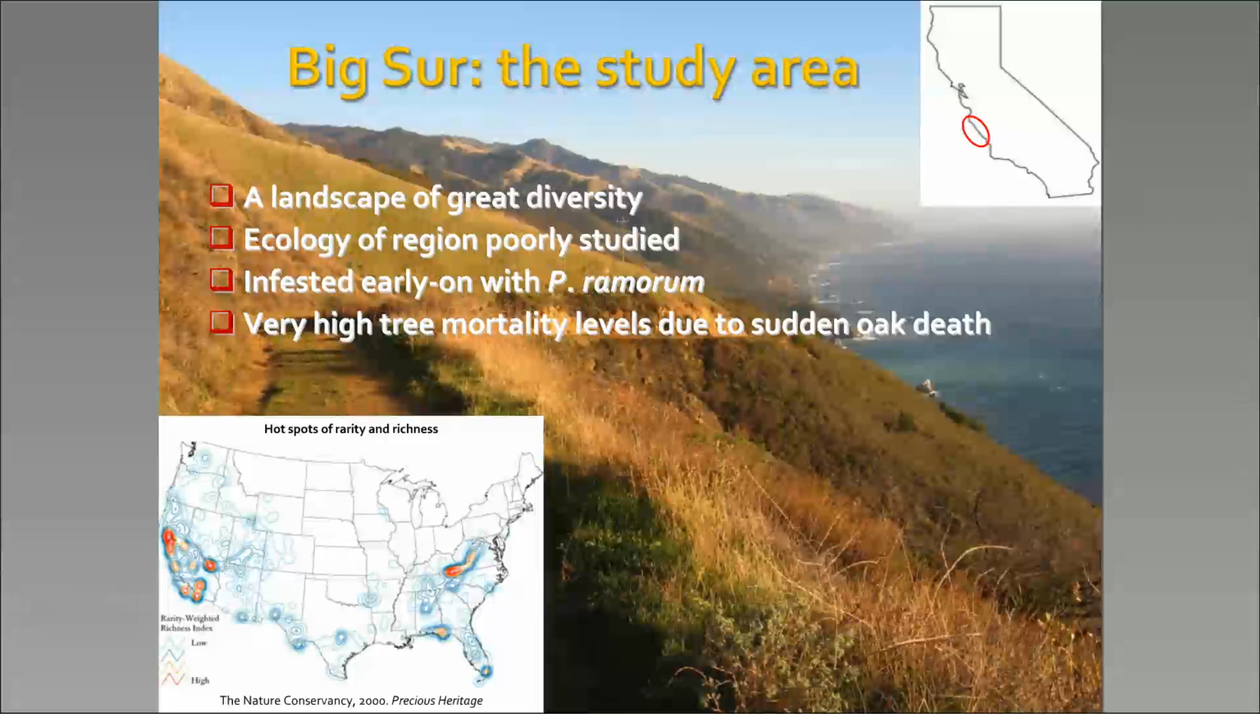and unfortunately, this area was infested early on with Phytophthora ramorum. It was one of the areas in California that probably had direct introduction of the pathogen on nursery stock, probably sometime in the 1990s, and the pathogen has taken off from there, and has caused very high levels of tree mortality in some stands.